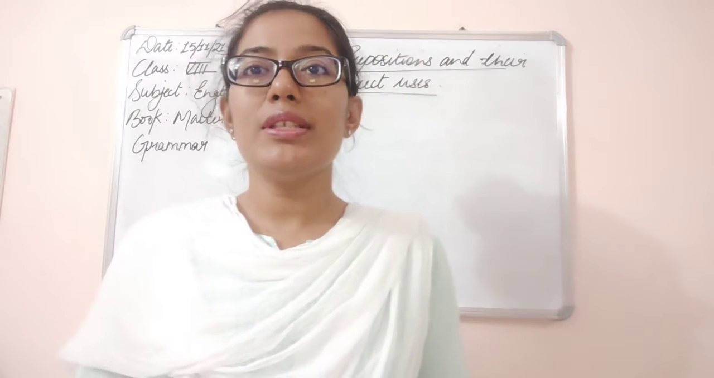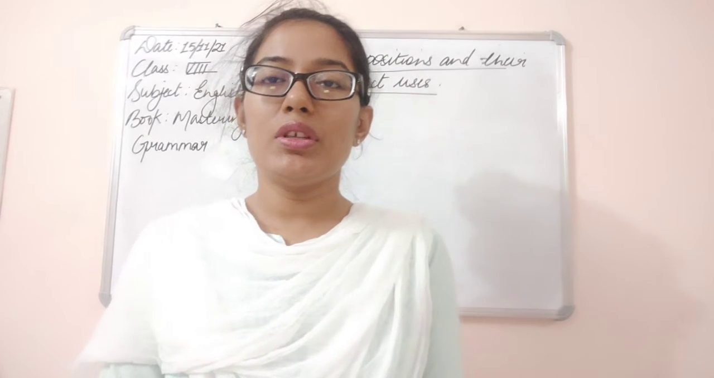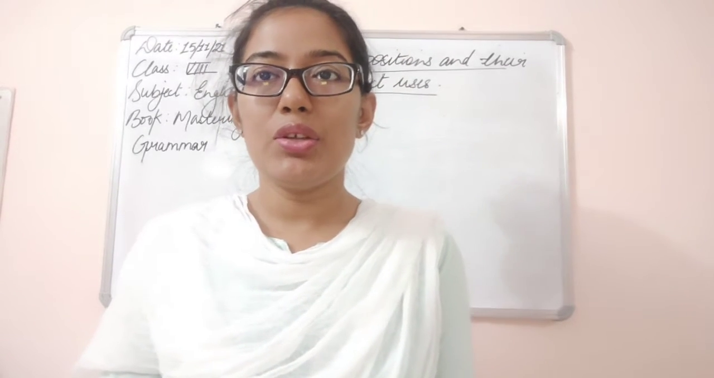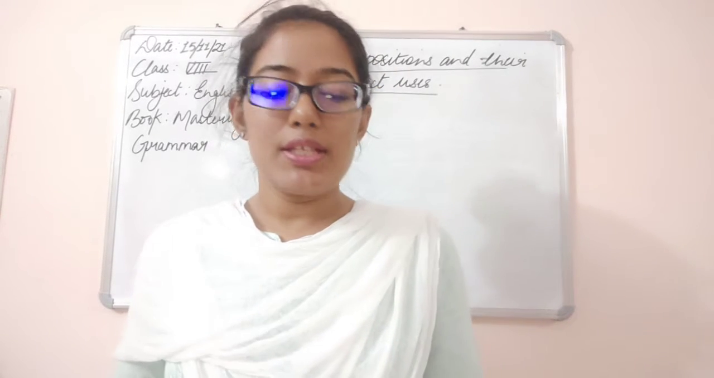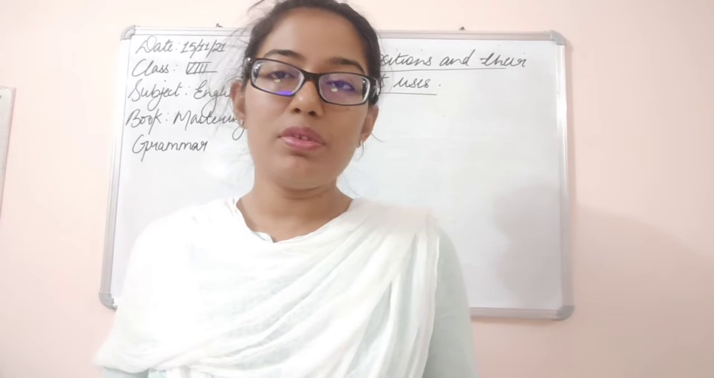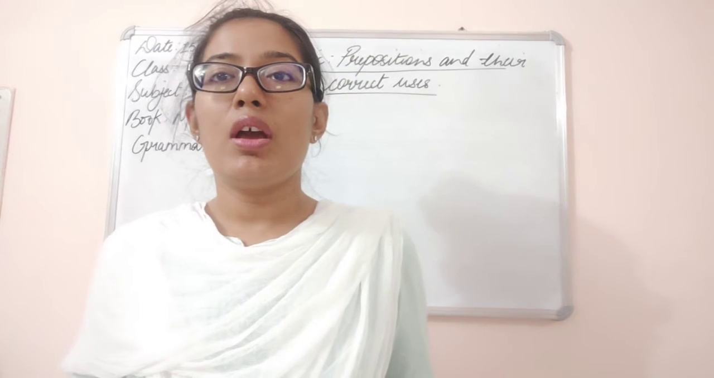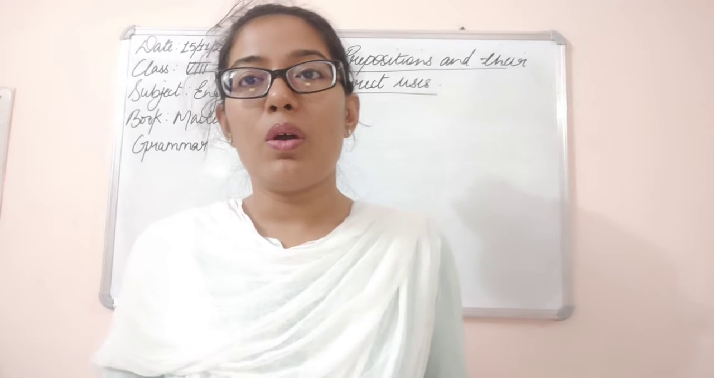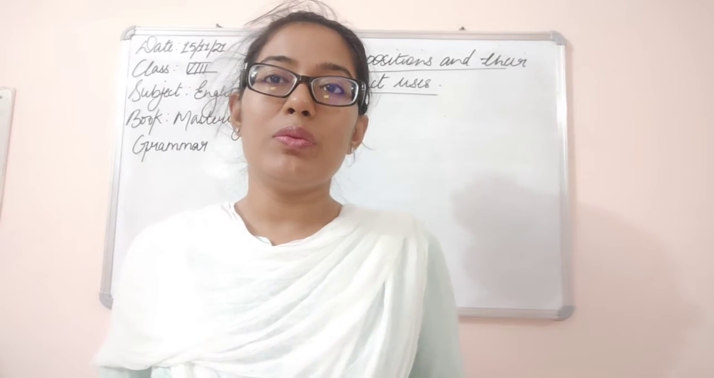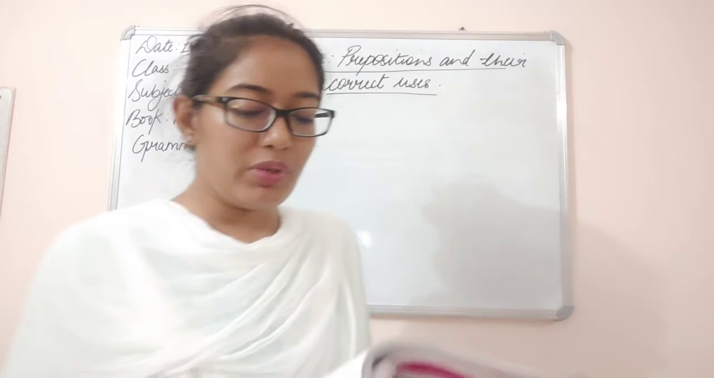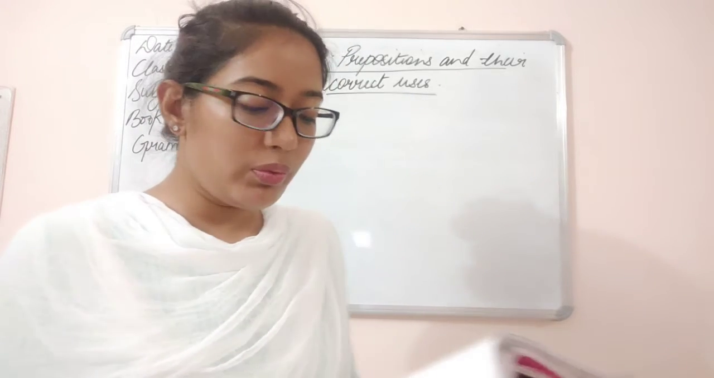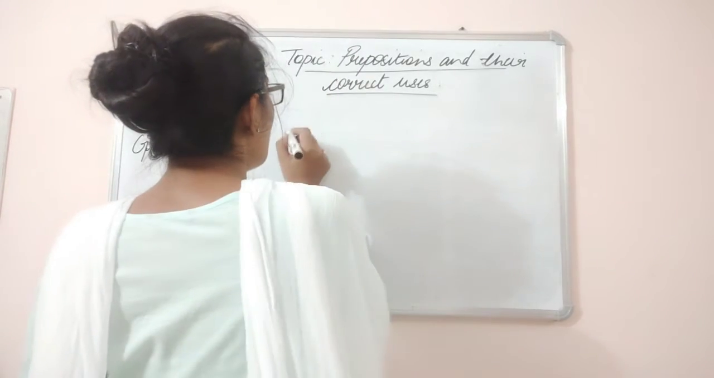Good morning, students. Beta, we were doing the chapter on prepositions and their uses, and in that chapter we were doing the correct use of some prepositions. We were on the heading between and among. We were discussing how we often get confused between and among. We have discussed that between is generally used with reference to two people or things.